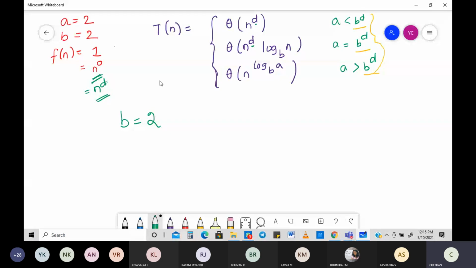Okay, if I do that, what am I going to get? I'm going to get D is equal to 0. N to the power of D, if D is equal to 0, n to the power of 0 is nothing but equal to 1. Okay, D value will be equal to 0.